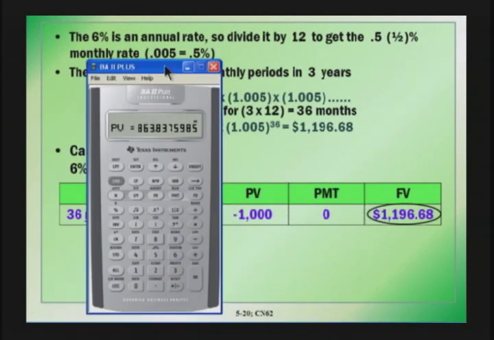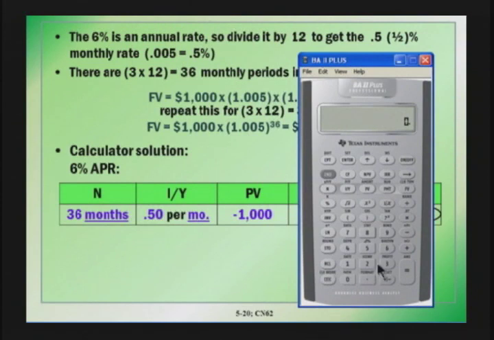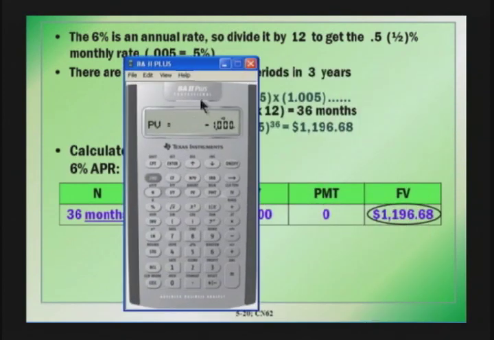So the calculator result, then I would clear my display here. Second clear TVM will clear the third row, and then I'll put in 36 N, 0.5 IY, 1,000 negative PV, 0 payment as a double check, and then compute my future value, and there is my $1196.68.